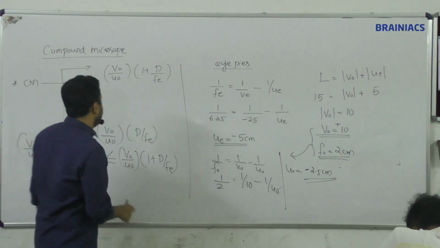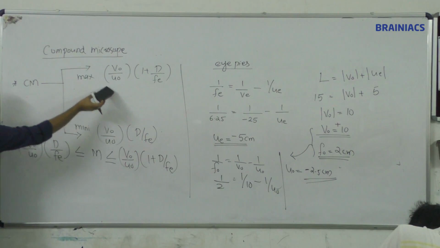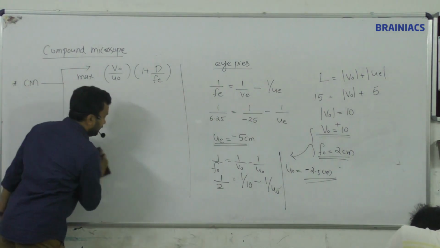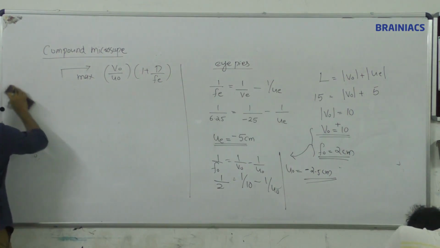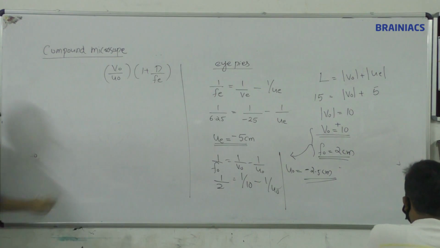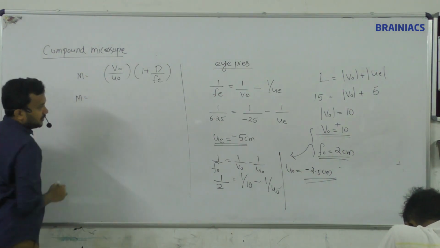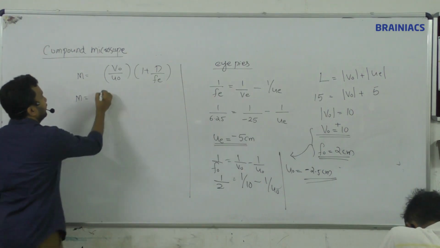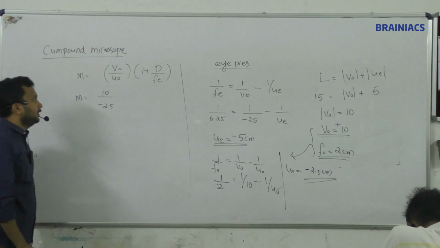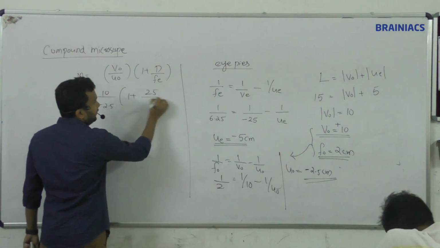What is the bonus question I have given to you? Magnification. What type of magnification do I have to apply, maximum or minimum? Maximum. So the maximum magnification formula is this one. M equal to V naught by U naught. V naught is how much? 10. U naught is how much? Minus 2.5, into 1 plus D. D is 25. Fe is how much?